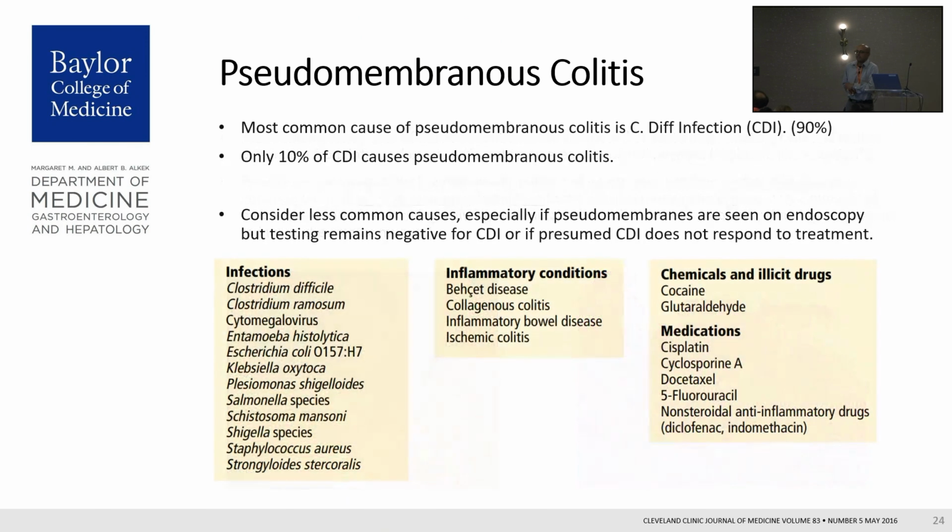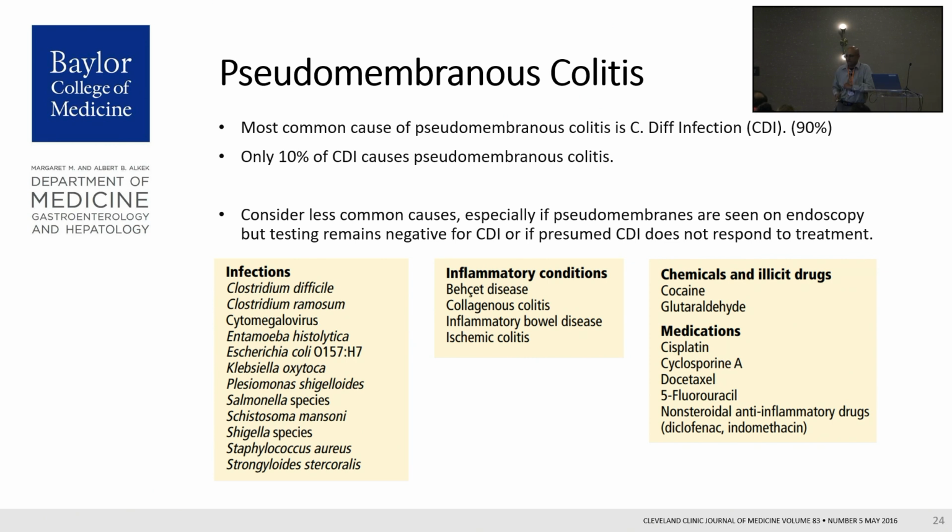So this is very important. The most common cause of pseudomembranous colitis is C. diff. That's 90% of them. But the reverse is not true. Only 10% of C. diff can cause pseudomembranes. So if an initial C. diff test comes back negative, then probably look for alternative etiologies.